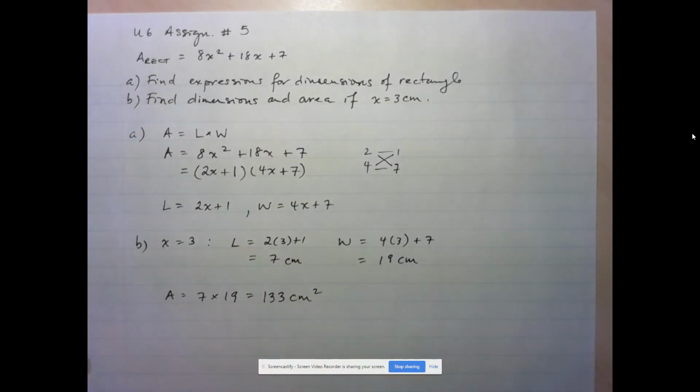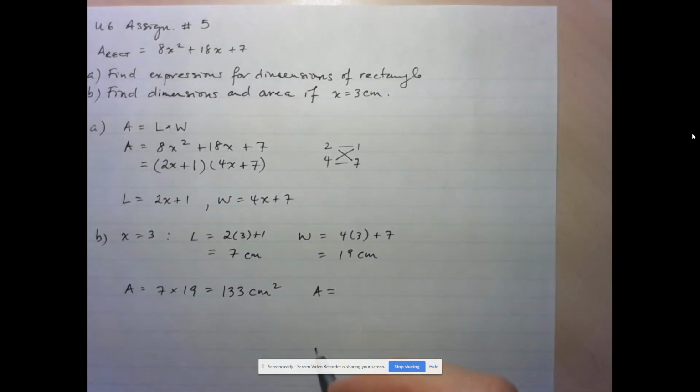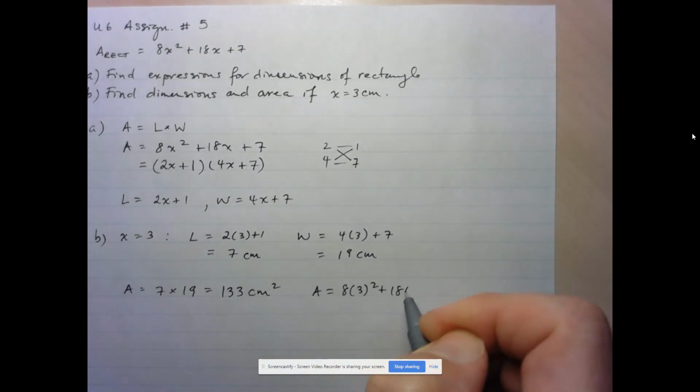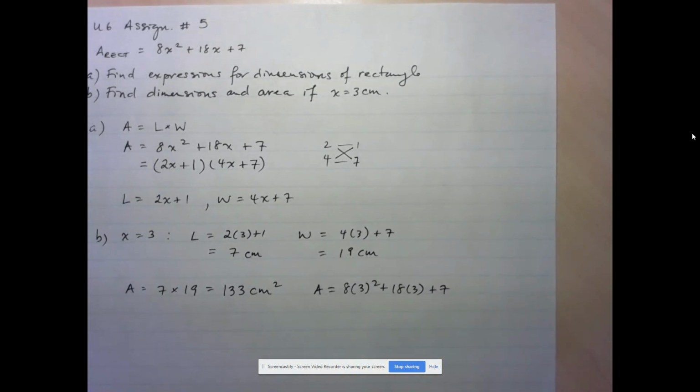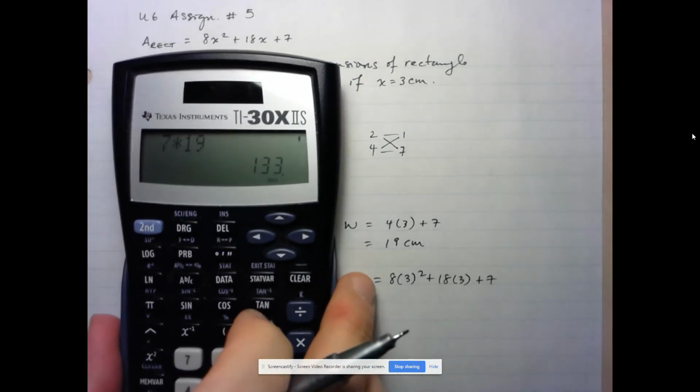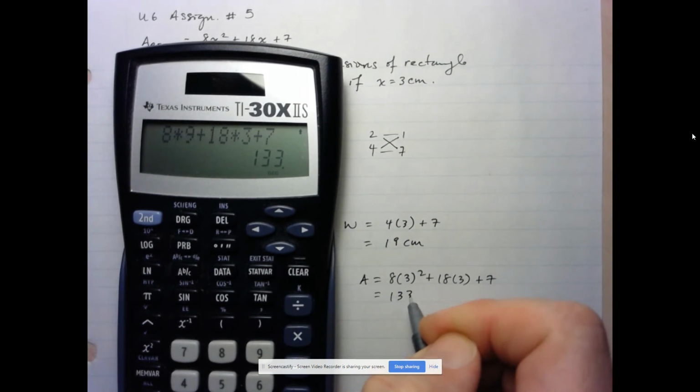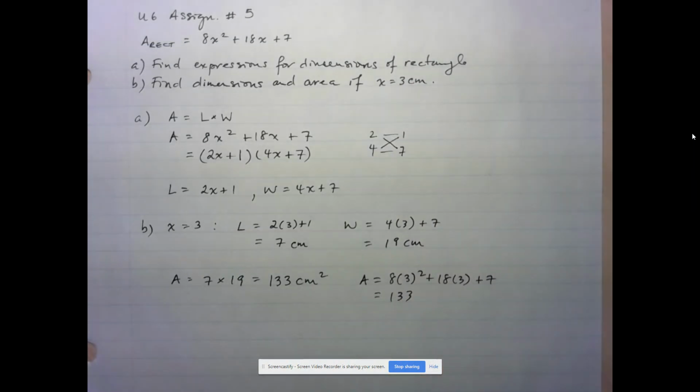And if I want to check my answer, I could also replace x equals 3 into the original expression for the area. Should give me the exact same answer. So let's test that just as a little check here. So we have 8 times 3 squared plus 18 times 3 plus 7, and let's see what that gives us here. All right, so 8 times 9 plus 18 times 3 plus 7, and that gives us 133. Okay, exactly what we got before.